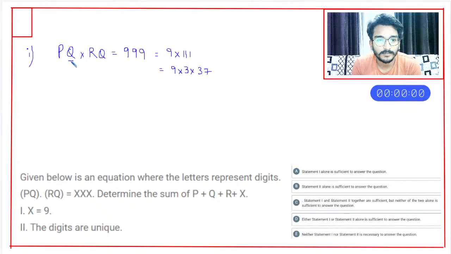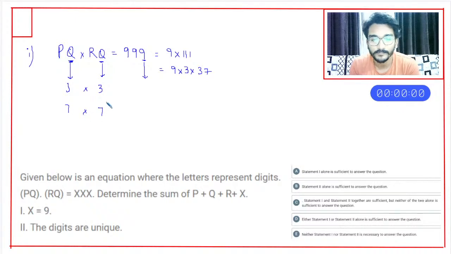Now, because Q is at the unit place, Q must be the same. Which number should I take such that the unit digit will be 9? It is either 3 multiplied by 3, which is 9, or 7 multiplied by 7, which is 49, and then 9 is the unit digit. So can you multiply 3 with 3? Is it possible? Because you can see clearly that there is a 7 present here, so it cannot be broken down. So this is not possible here. We have this possibility only.